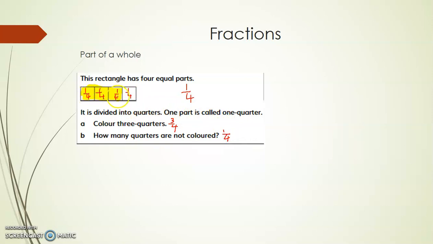ഇവിടെ കളർ ചെയ്തത് 3 by 4 ആണ്, കളർ ചെയ്യാത്തത് 1 by 4 ആണ്. Together it makes one full. This you have to understand. ഇത് രണ്ടും കൂടി കഴിഞ്ഞാൽ 1 whole ആണ്. 3 by 4 plus 1 by 4 is 1 whole.